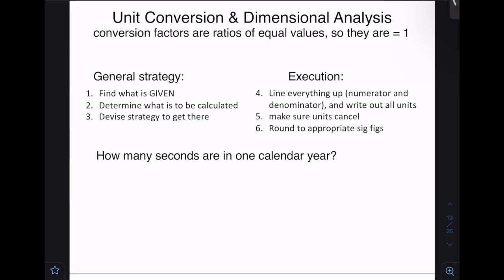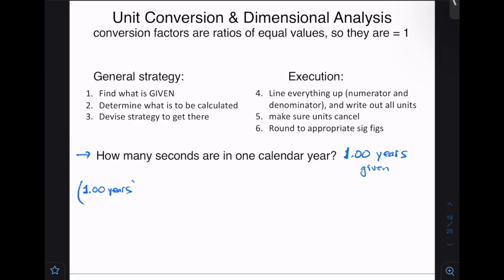So here's the process. And I'm going to show it to you with this problem right here. We're going to calculate how many seconds there are in 1 calendar year. And so we don't have to worry about significant digits here, I'm going to make this 1.00 years. And the way we do this is we always start with what's given. What's given is 1.00 years. We're going to consider that that's our measurement, okay? So we're going to start with 1.00 years.